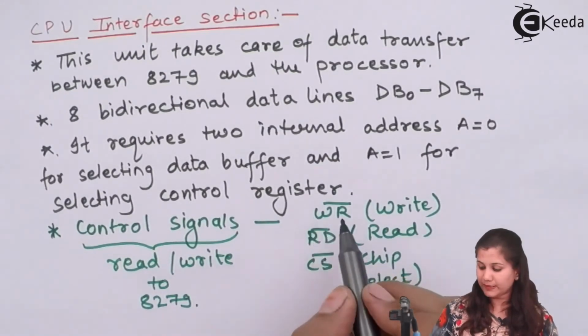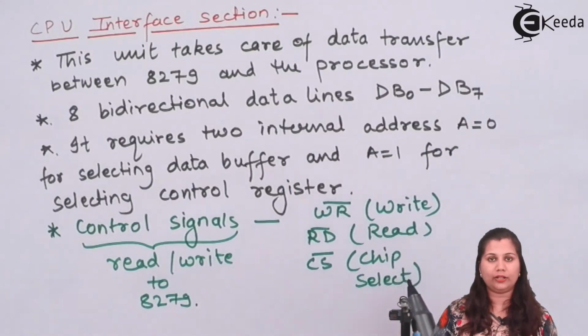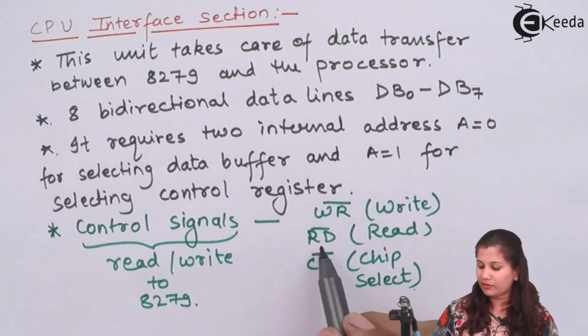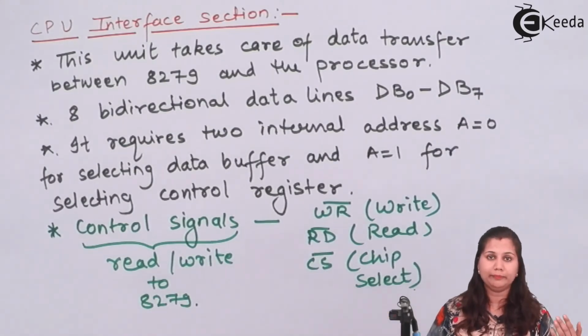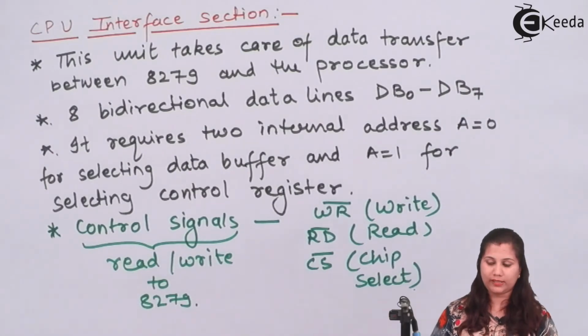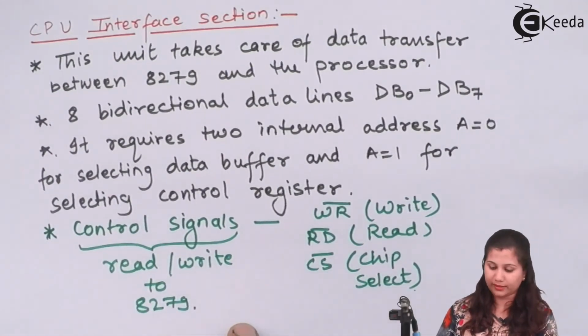So whenever the write signal is active and CS bar is active, the data will be written into the 8279. When read is active and chip select is active, the data will be read from the 8279. So this is the function of the control signals.